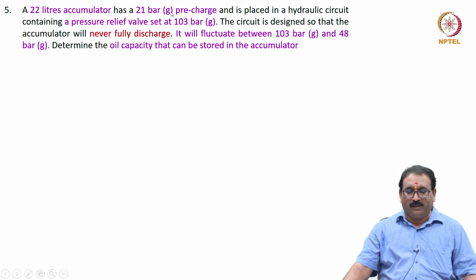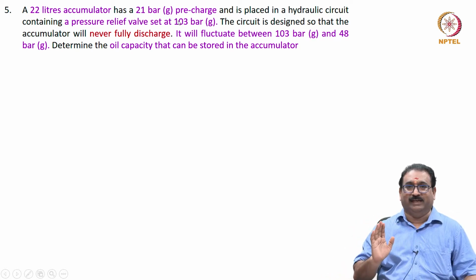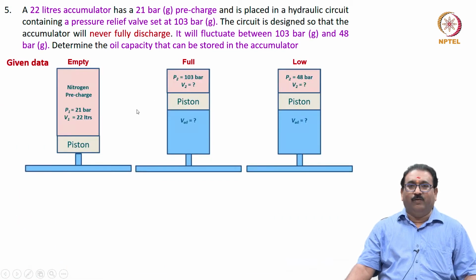Friends, you will see I am keeping all these parameters the same to understand where the changes are taking place in the problem. Only that reason. That's why I am keeping these 22 liters, 21 bar, 103 bar the same. But in an examination they may change any value. Now we will see the given data for the empty accumulator. The nitrogen pre-charge P1 is 21 bar, V1 is 22 liters. When it is fully charged, P2 is 103 bar. Our objective is to find out the V oil, how much it is.